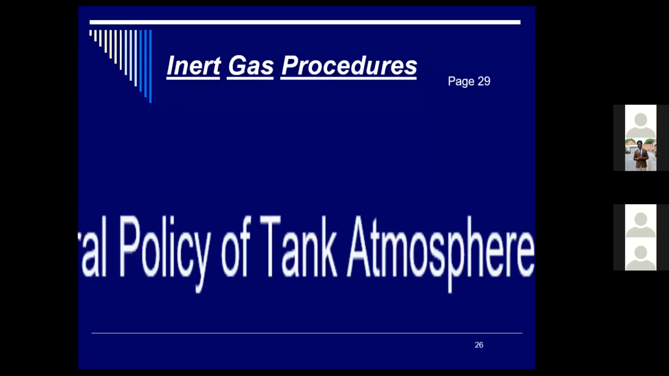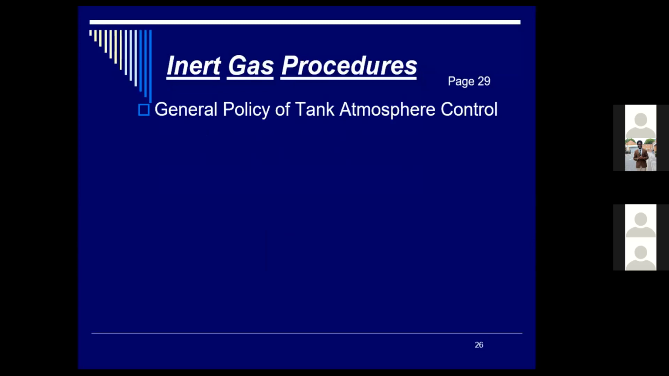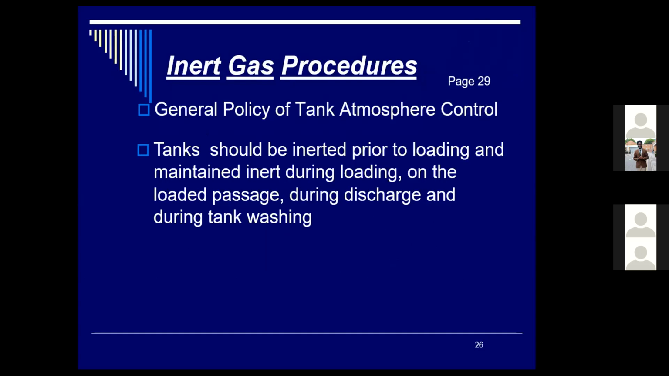Okay, so inert gas procedure, general tank atmosphere control policies. I've explained, as we started, the function of inert gas. But now, when do you use inert gas? You use inert gas before loading operations. For instance, after dry docking operations, or when a new ship is being built, the ship is in a gas-free state. It will contain oxygen of about 20% by volume. If the tank has not been opened, the oxygen might range around that.